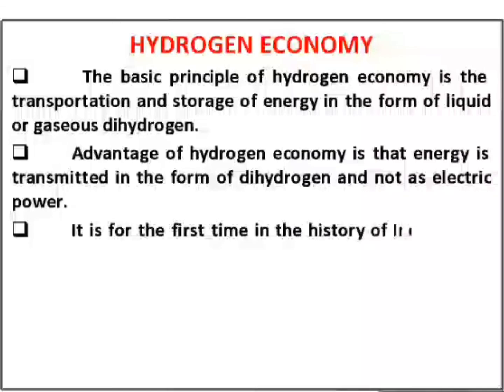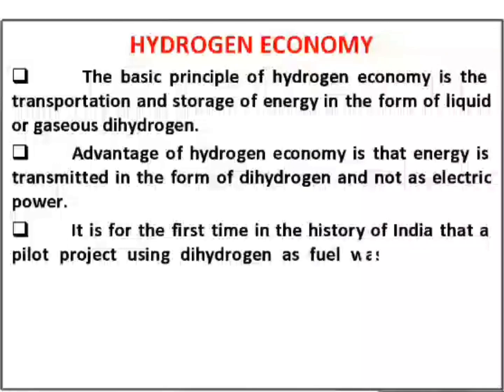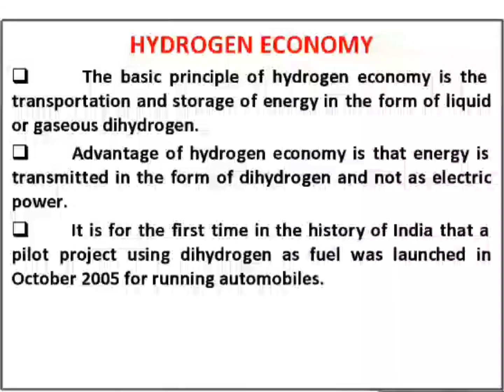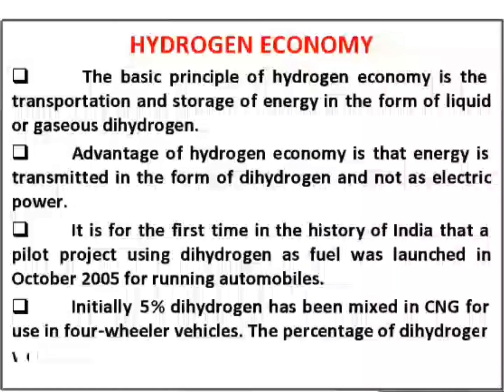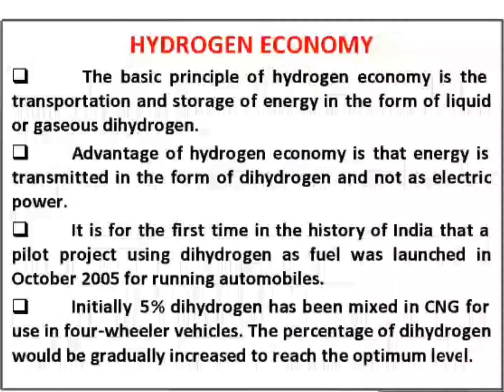It is next. It is for the first time in the history of India that a pilot project using dihydrogen as fuel was launched in October 2005 for running automobiles. So first time hydrogen was used as a fuel because of the advantages of hydrogen economy. Okay, so it was tried in automobiles in the year 2005. Initially 5% dihydrogen was mixed in CNG for use in four-wheeler vehicles. The percentage of dihydrogen would be gradually increased to reach the optimum level.